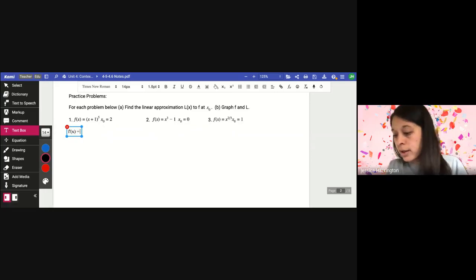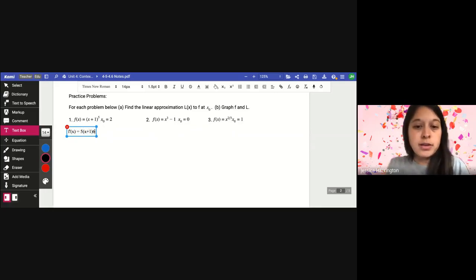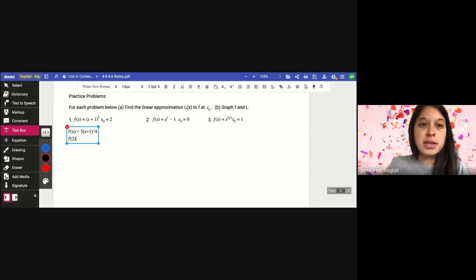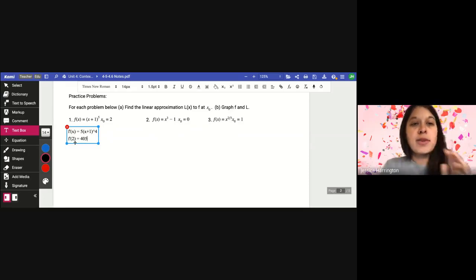And when I worked that out, I ended up with 5 times x plus 1 to the 4th. And then the derivative of the inner function is just times 1, so we don't have to worry about it. So let's evaluate that at 2, because they're saying that x sub naught is 2. So when you plug in 2, you end up with 405, right? 2 plus 1 is 3. 3 to the 4th power times 5, you get 405.